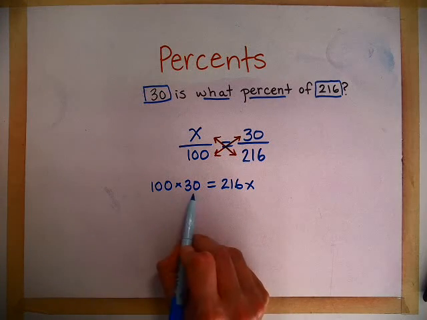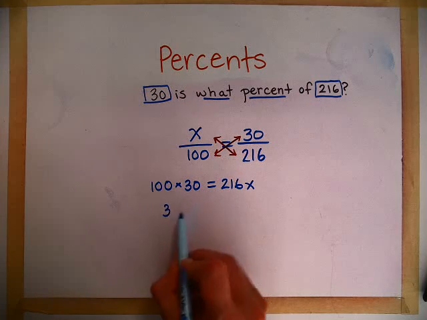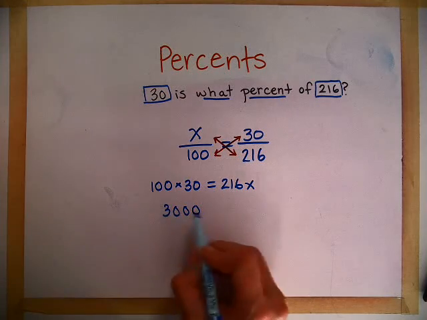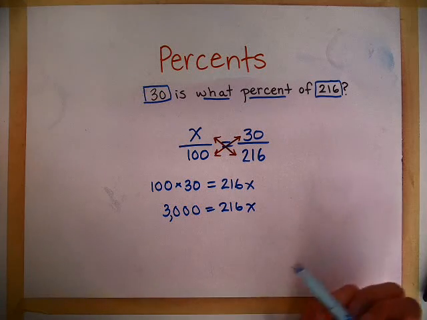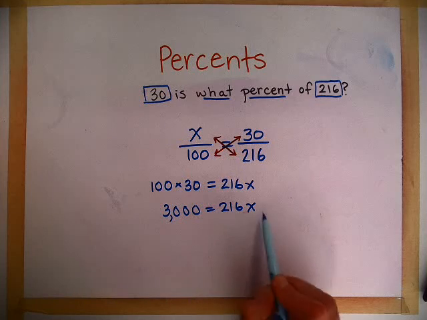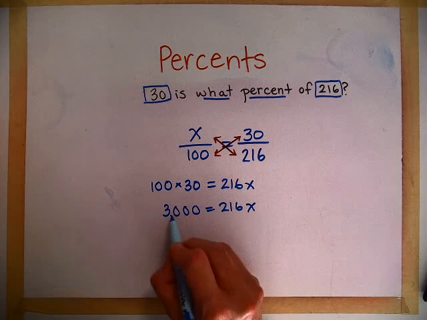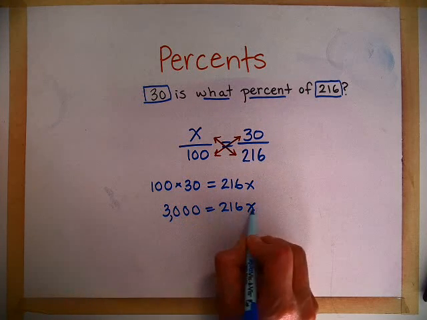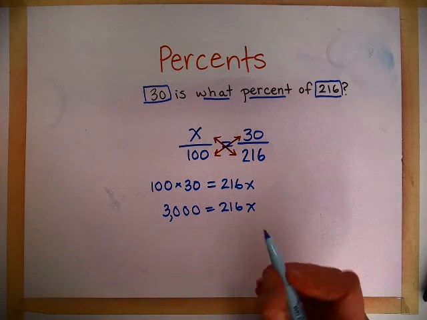So now I have 100 times 30. Well, I could just do 1 times 3 is 3, and then put the 3 zeros on there. 1, 2, 3. And equals 216 times x. So remember, like the last one, this means 216 times something equals 3,000. So that also means that 3,000 divided by this number equals this number. But we don't want to do 3,000 divided by x because we don't know what x is.